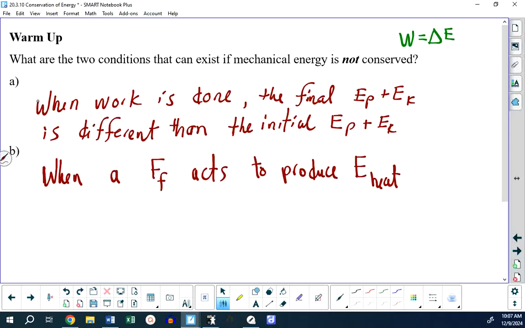Okay? However, when a force of friction acts to produce heat, the fact of the matter is that EP final plus EK final must be smaller than the initial. You can't produce heat and get more energy in the system afterwards. That energy dissipates. The word we use is dissipates. It dissipates into the environment, heating up the air and the surfaces.